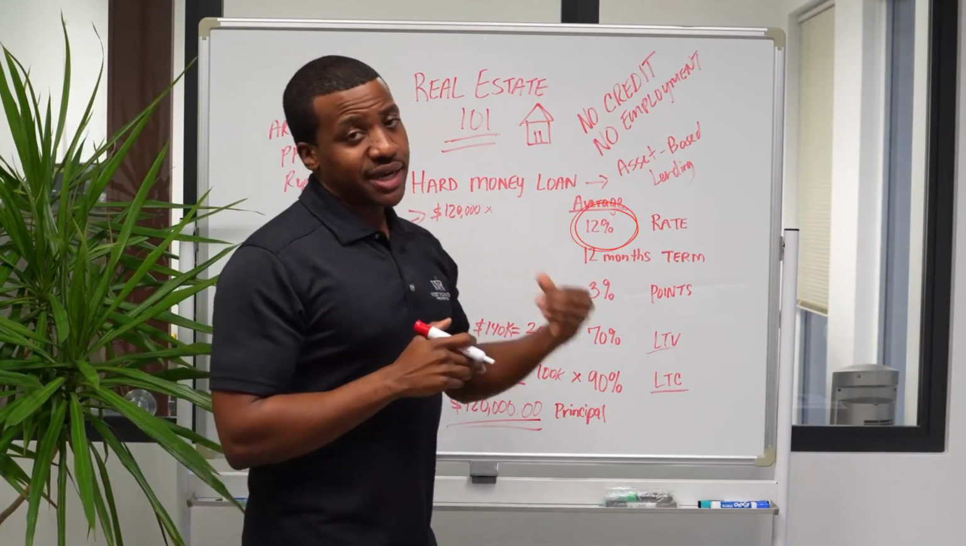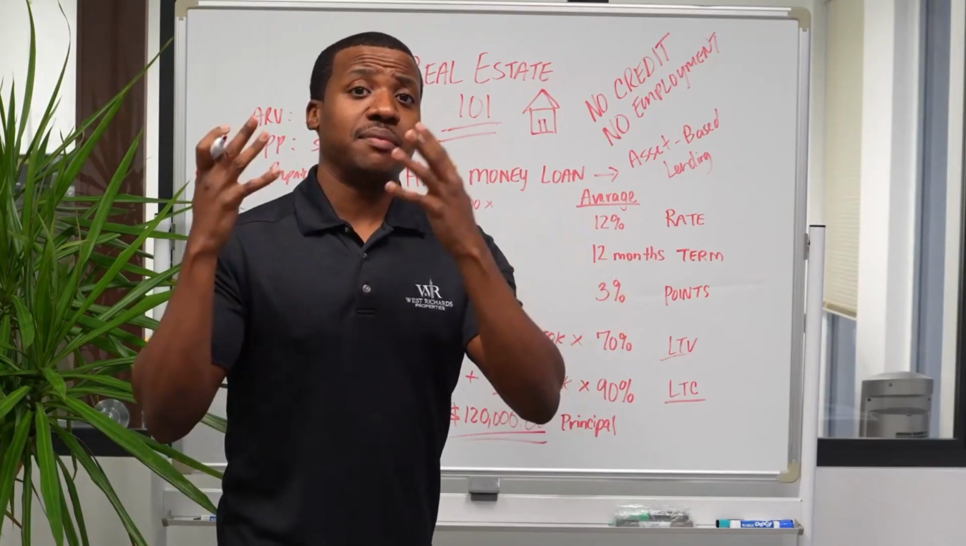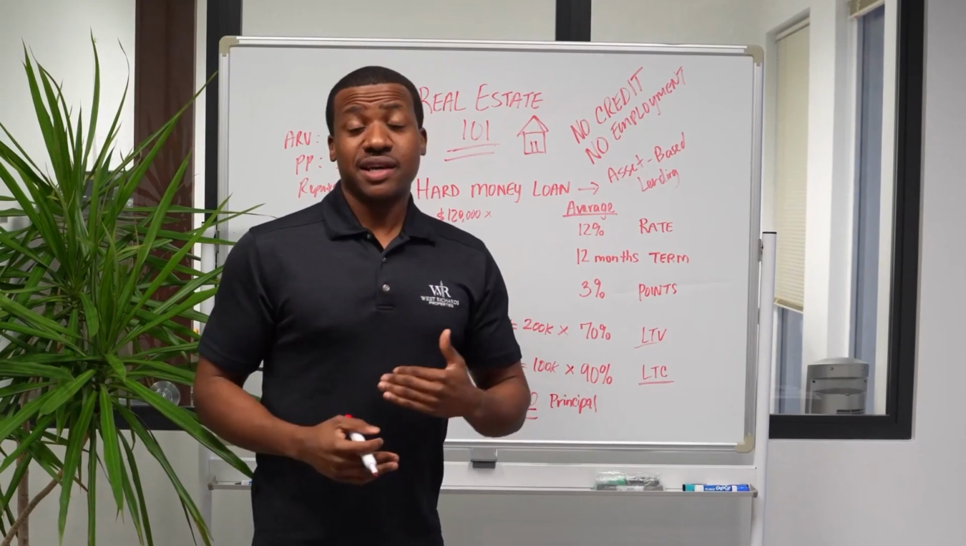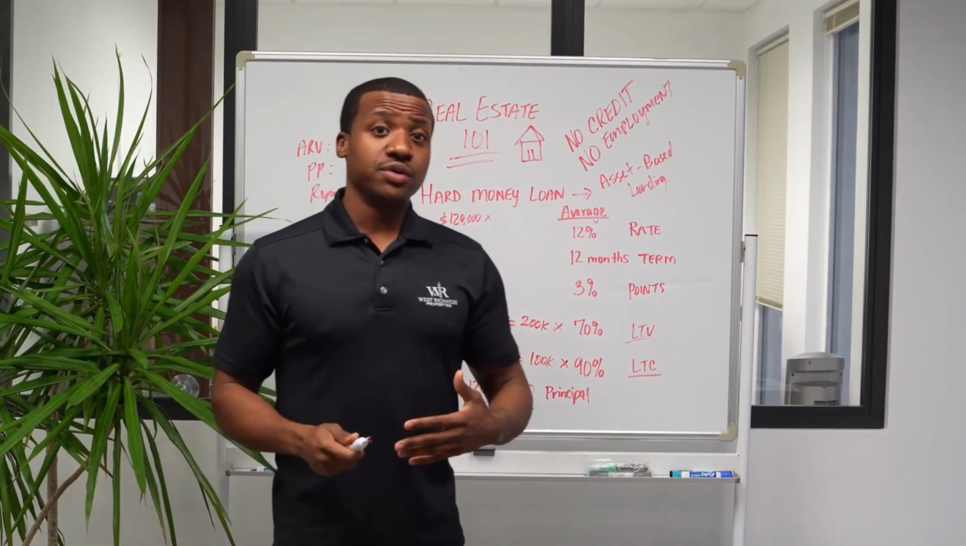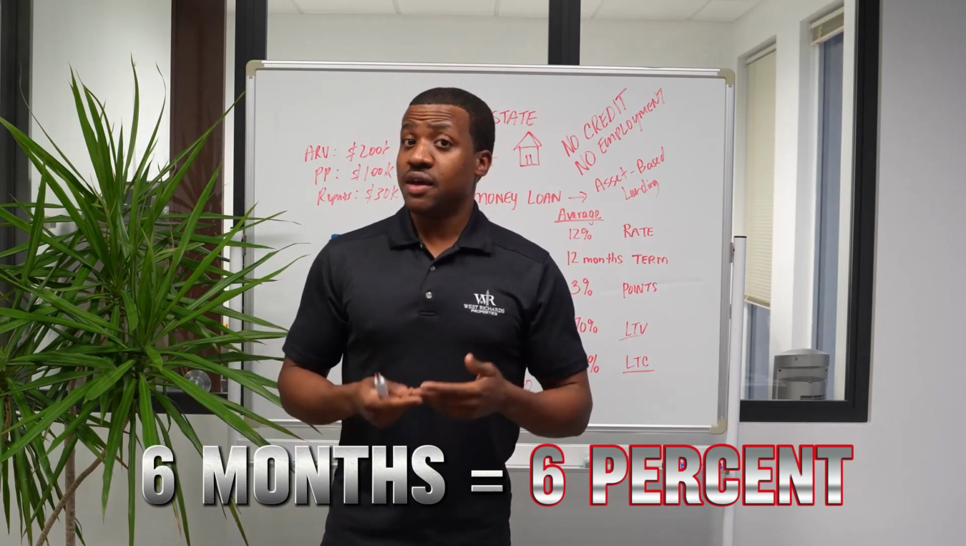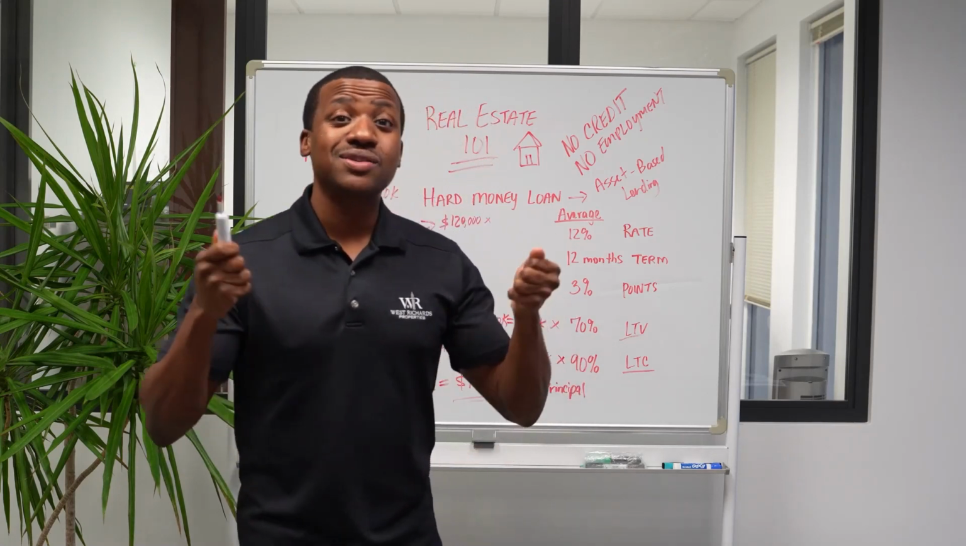$120,000 at a 12% interest rate equals 1% per month, okay? 12% divided by 12 is 1%. So that means you're paying 1% per month. That's why when we looked at these examples, if you're using 6 months, it's 6 months times 1%, which is 6%. If it only takes you 3 months to flip these properties, it's 3 months times 1%. That means it's only 3%.